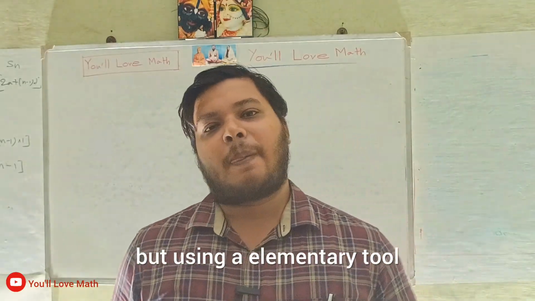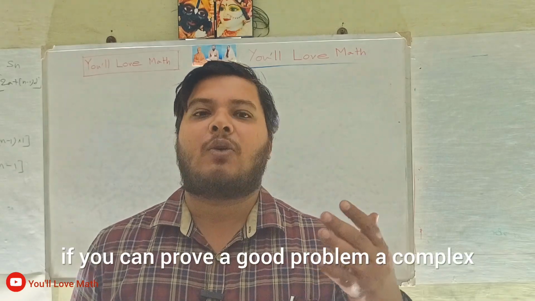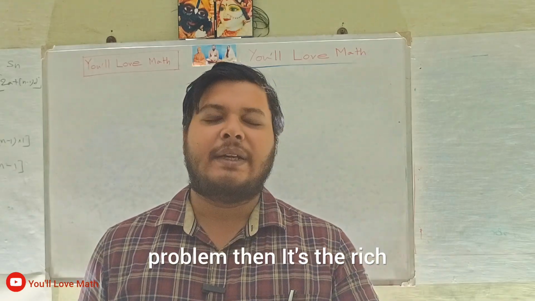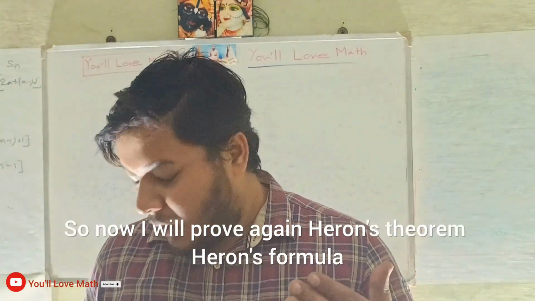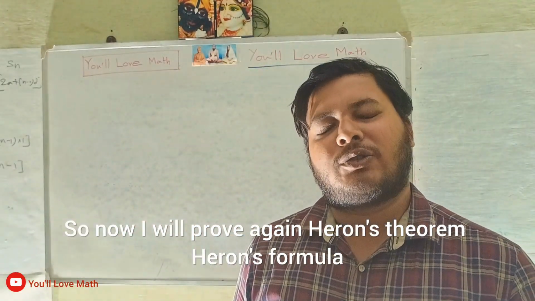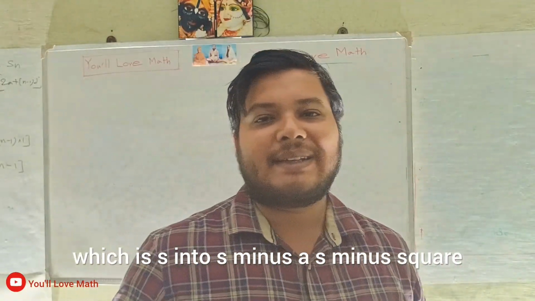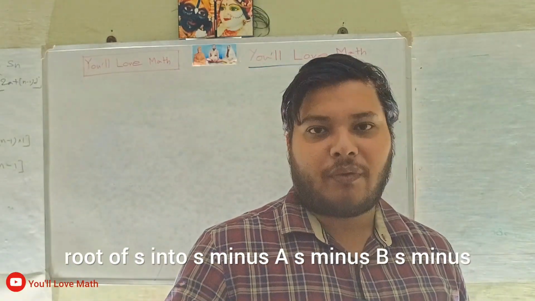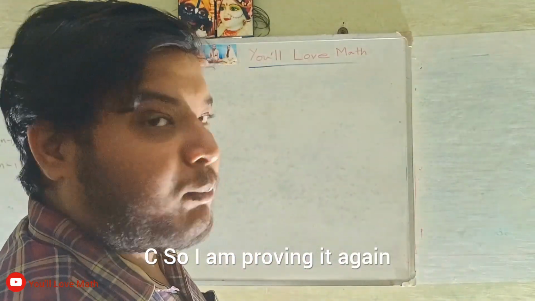But using an elementary tool, if you can prove a complex problem, then it is rich mathematics. Okay, so now I will prove again Heron's theorem, Heron's formula, which is the square root of s into s minus a, s minus b, s minus c. So I am proving it again.